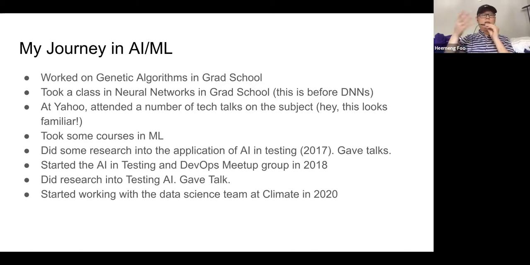It was called the AI in Testing and DevOps meetup group then. We've since changed the name to AI in Testing and Testing AI. I did some research into testing AI, just because I had some interest, and I gave a talk on that in the meetup group I mentioned previously as well. And then sometime around April, I also did some consulting with the data science team at Applied.